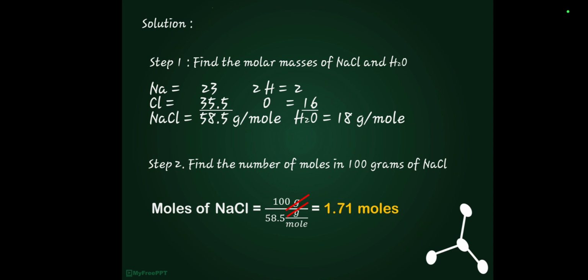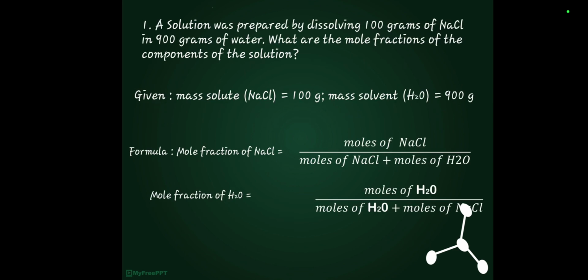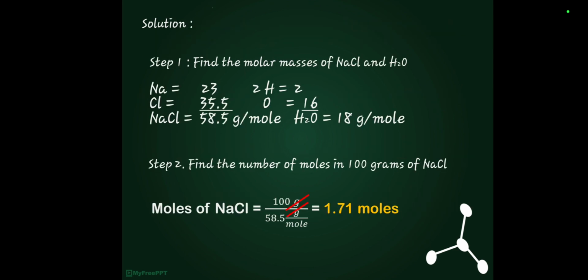Find the number of moles in 100 grams of sodium chloride. Let's find the moles of solute and moles of solvent. The moles of solute, sodium chloride, is equal to 100 grams, which is given in the question, divided by 58.5 grams per mole. Let's cancel the same unit. 100 divided by 58.5 is equal to 1.71 moles. So we've already gotten the moles of sodium chloride.